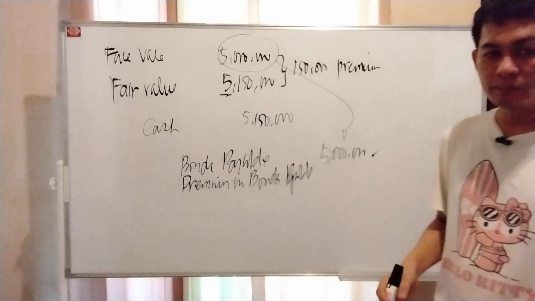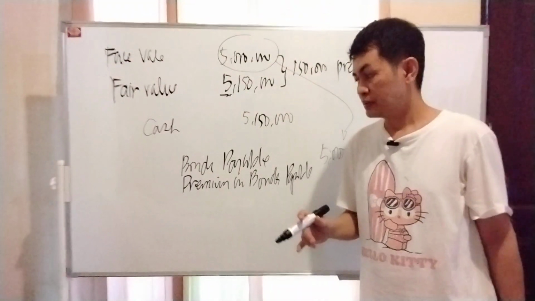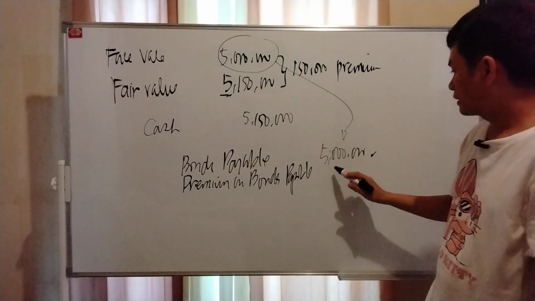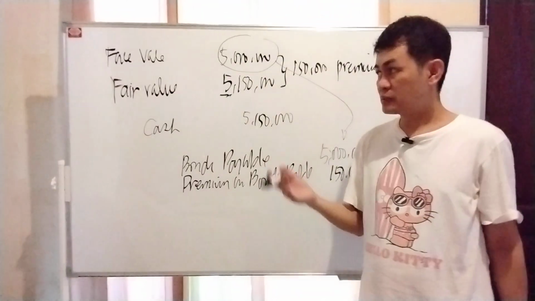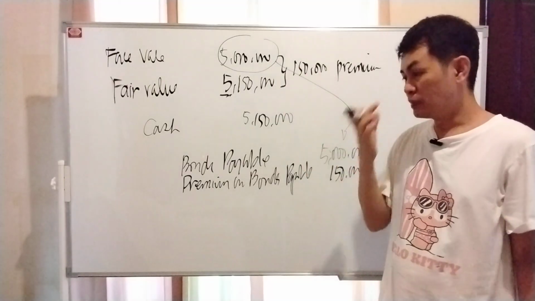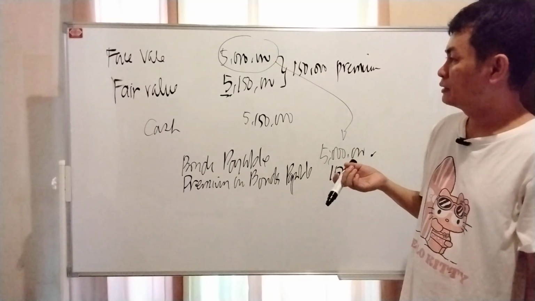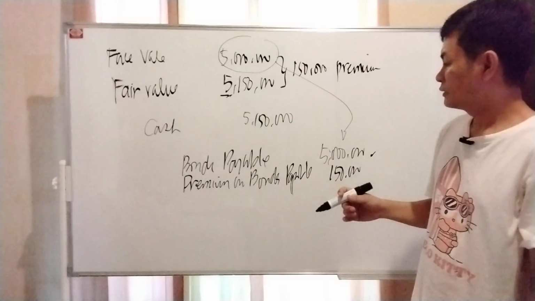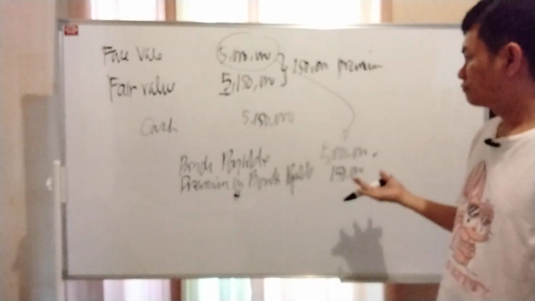Premium on bonds payable will only arise if the fair market value is more than its face value. It means to say that the amount of interest charged by this particular borrower or the issuer is more than what is acceptable in the market. That's the logical explanation on that. Okay. So once you have done that, this is the initial entry for that.